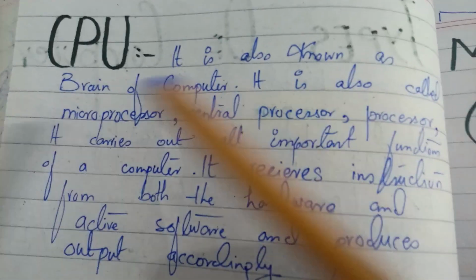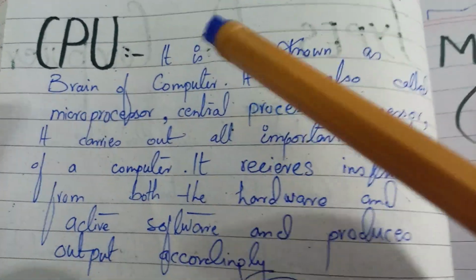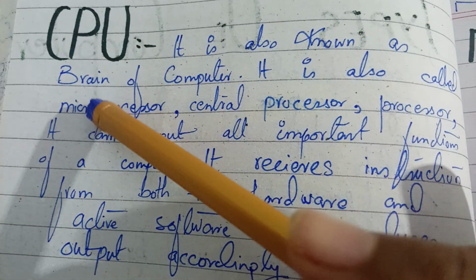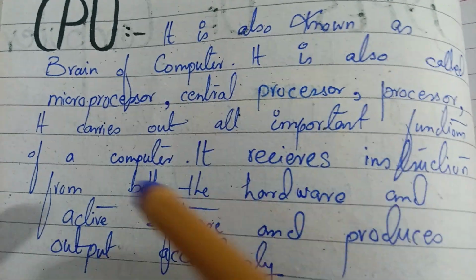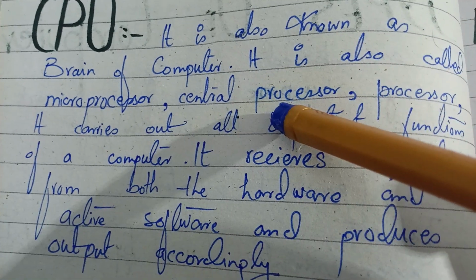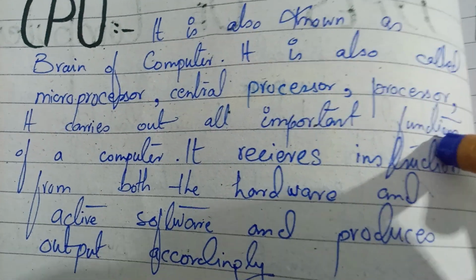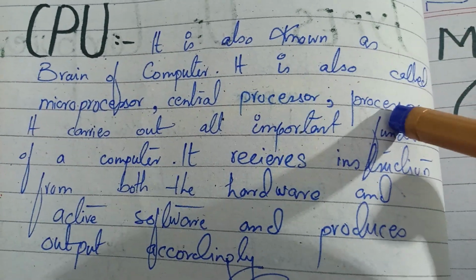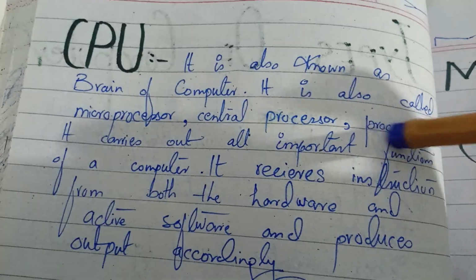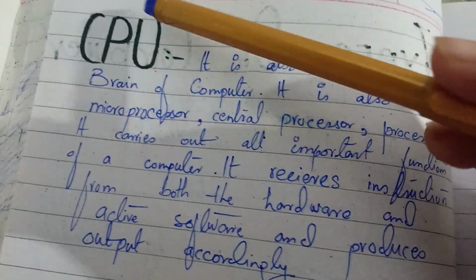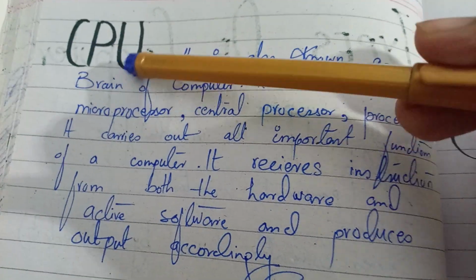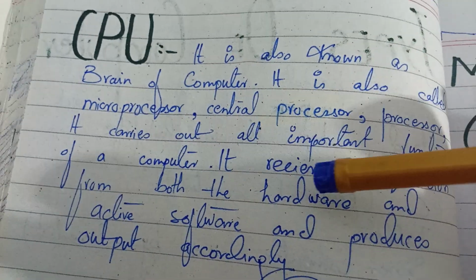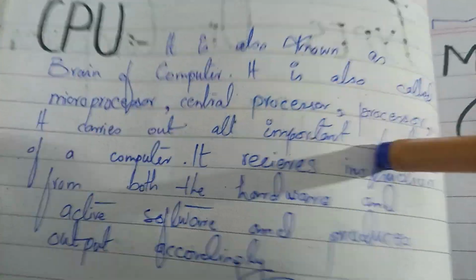It is also known as the brain of the computer. It is also called a microprocessor, central processor, or processor. If someone says microprocessor, central processor, or only processor, they are talking about CPU. Okay, don't get confused.